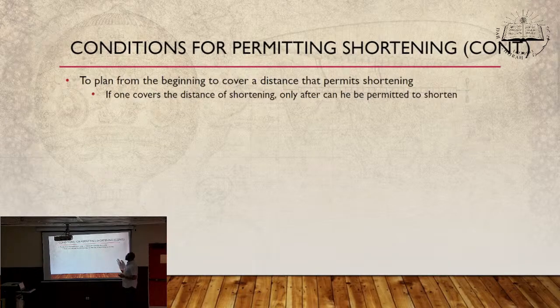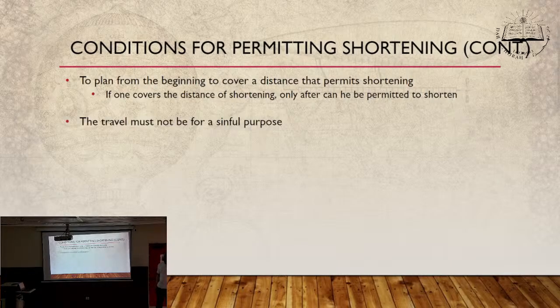Now, I have to plan from the beginning to cover the distance that permits shortening. For example, let's say I intend to leave from here to Richmond. I know that from here to Richmond is 100 miles. Does that equate to the minimum distance that I can shorten? Yes. So I can start shortening.